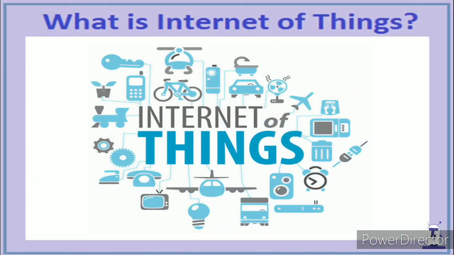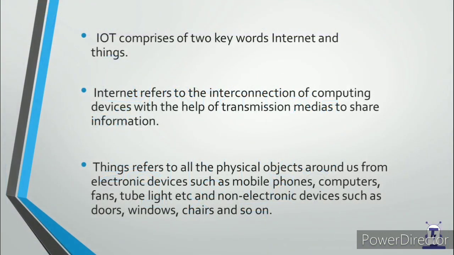When I came across the term Internet of Things for the first time, I assumed it is completely related to the use of internet, but this is not true. IoT comprises two keywords, Internet and Things. Internet refers to the interconnection of computing devices with the help of transmission media to share information. Things refers to all the physical objects around us, from electronic devices such as mobile phones, computers, fans, tube lights, etc., to non-electronic devices such as doors, windows, chairs, and so on.